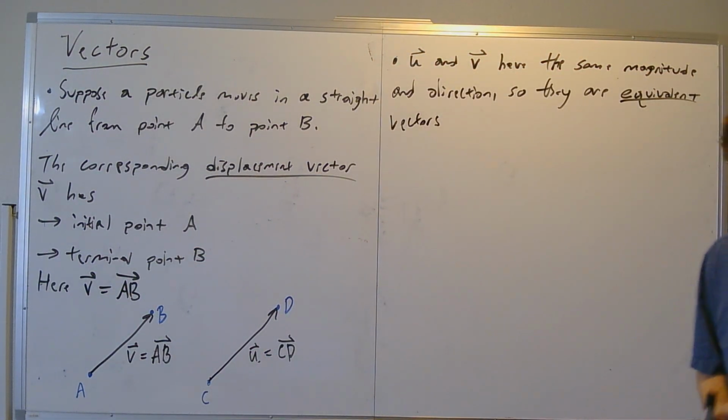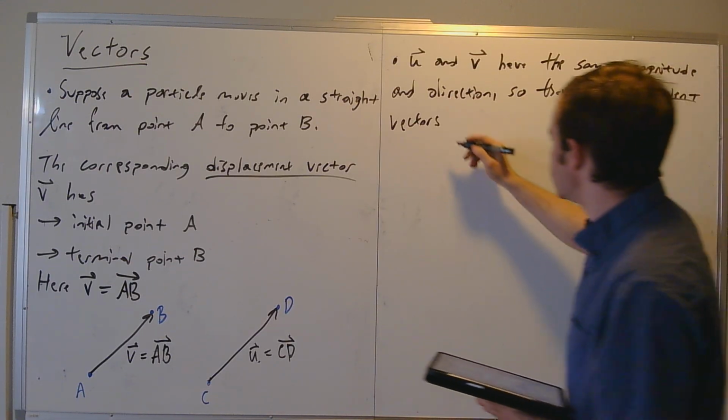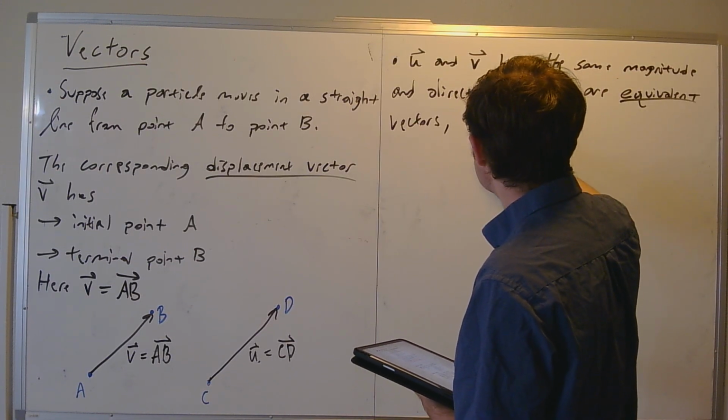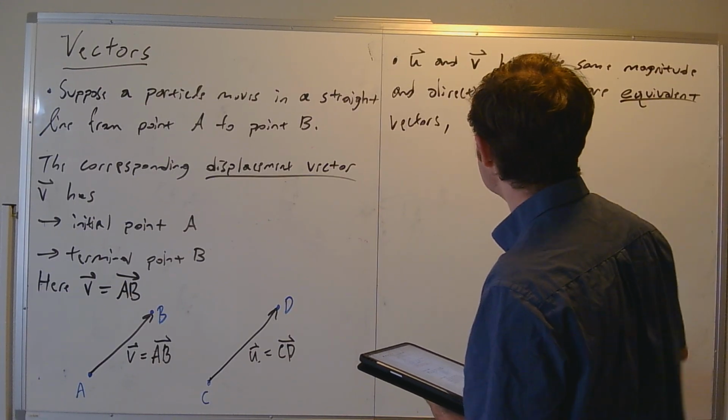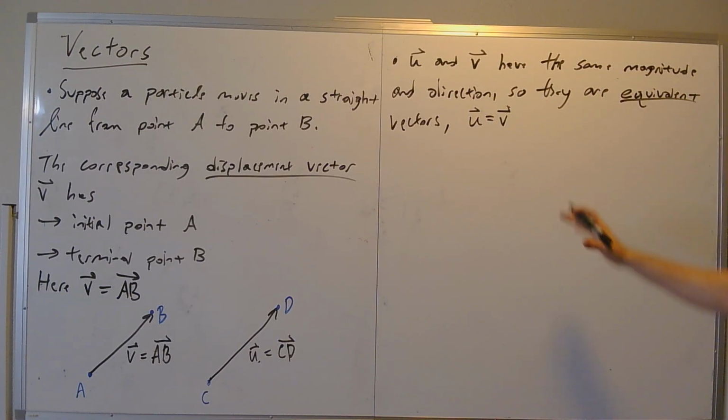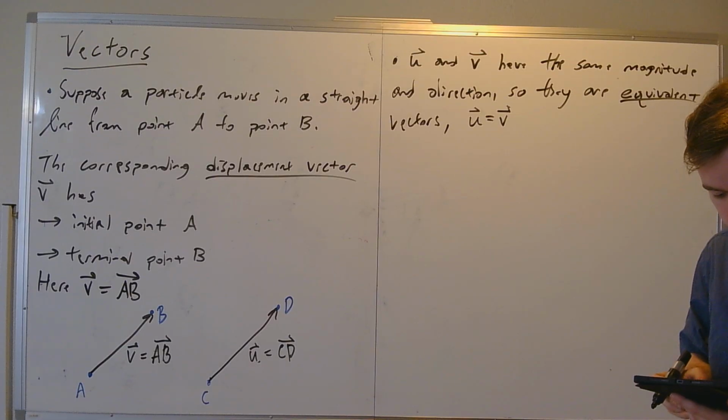Okay. All right. So those two vectors are the same, and we will write that u equals v. Right, so the two vectors are equal. So we'll just write that the two vectors are equal.